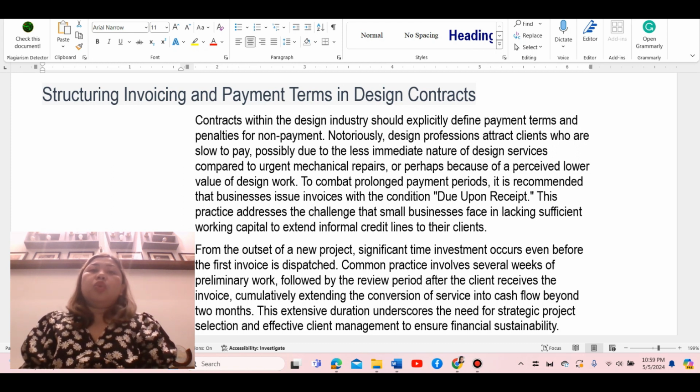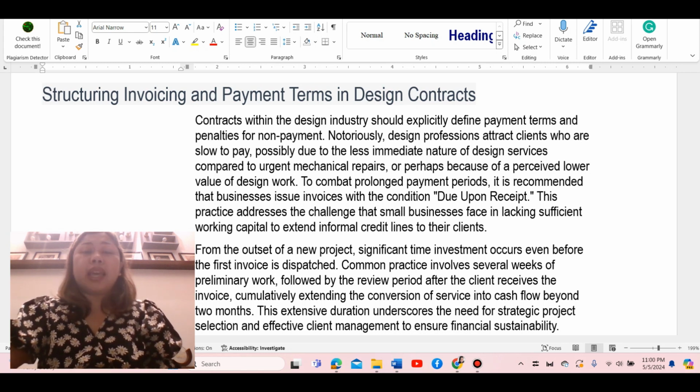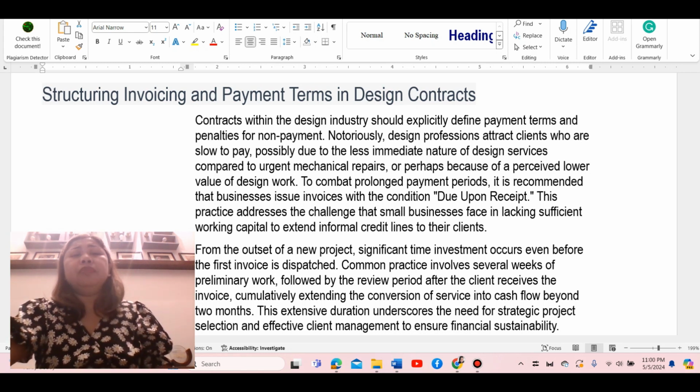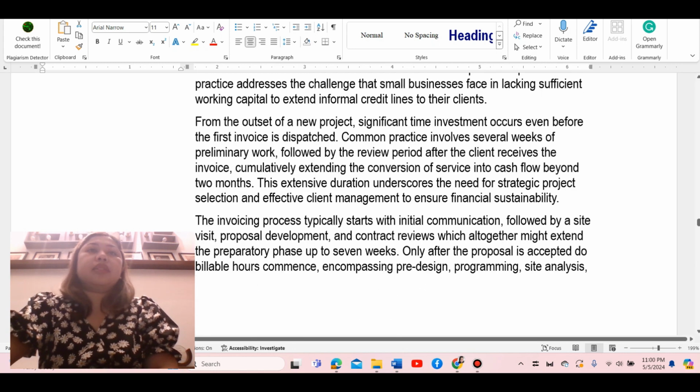To combat prolonged payment periods, it is recommended that the business issues invoices with the condition due upon receipt. This practice addresses the challenge that small businesses face in lacking sufficient working capital to extend informal credit lines to their clients.